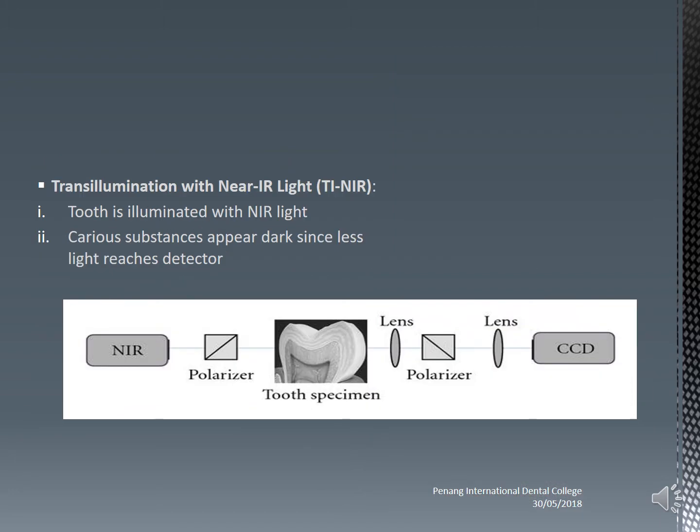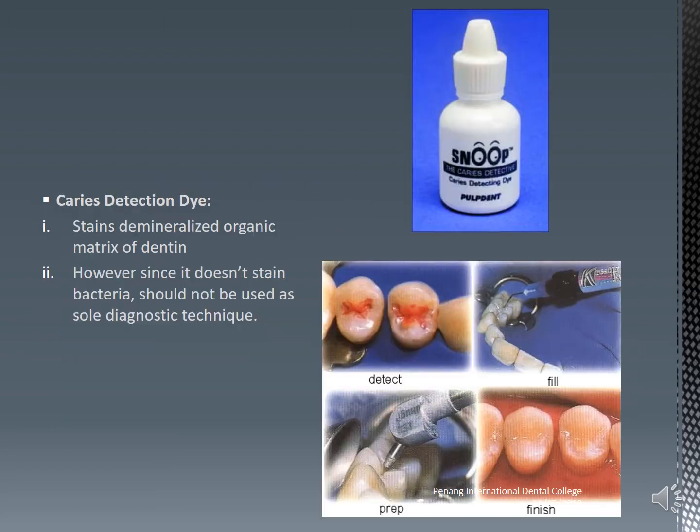Transillumination with near infrared light can also be used for detection of dental caries. Most of these techniques are in experimental stages. Here the tooth is illuminated with a near infrared light, and if there is caries, it will appear as dark since less light reaches the detector.